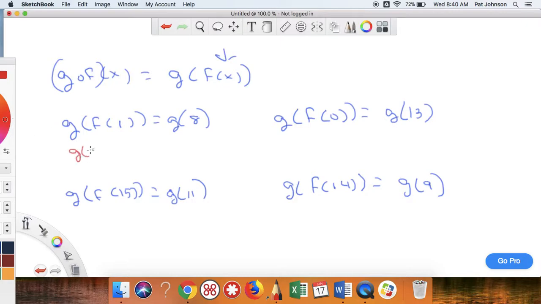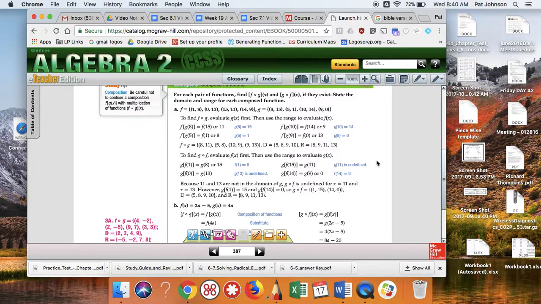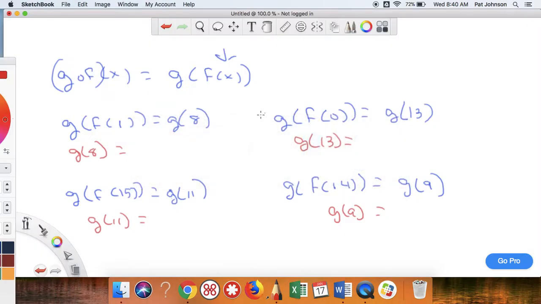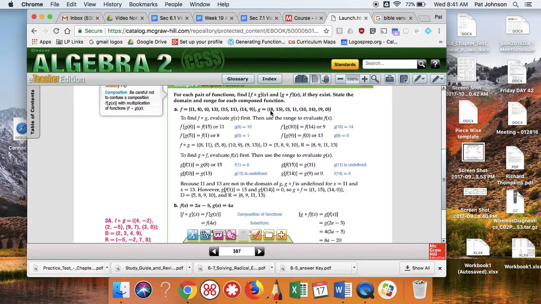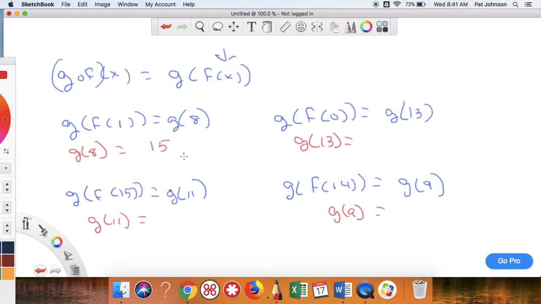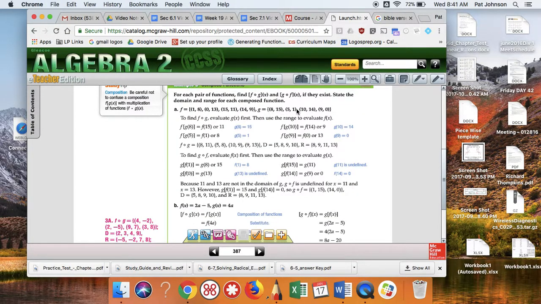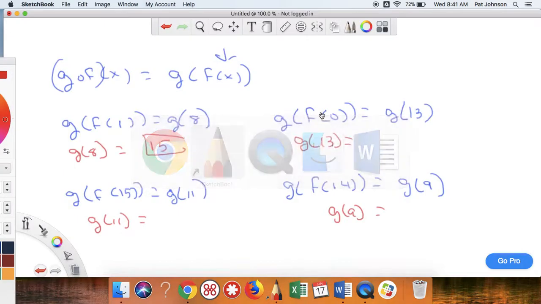Okay, so I'm going to change the color here. So when I do g of 8, g of 13, g of 11, and g of 9, I go to g, and the first one was g of 8. So I go to 8 for g. What's its y value? 15. So this is going to equal 15. All right. Then I go to g of 13. There is no 13 in the x. So guess what? This one is undefined.